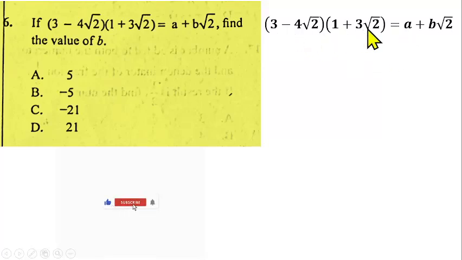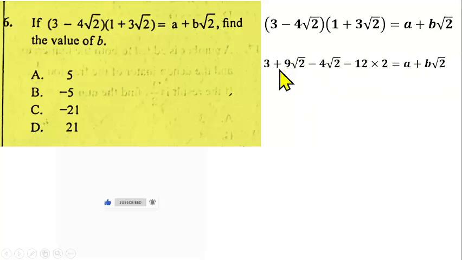We expand the bracket. 3 times 1 will give us 3. Then 3 times 3 root 2 will give us 9 root 2. Minus 4 root 2 times 1 will give us minus 4 root 2. Then minus 4 root 2 times 3 root 2 will give us minus 12 times 2. 3 times minus 4 gives minus 12, then root 2 times root 2 gives 2.